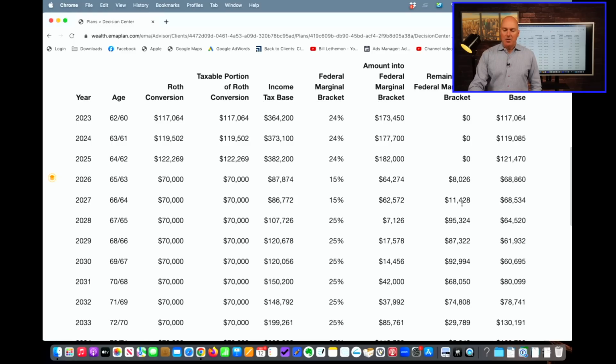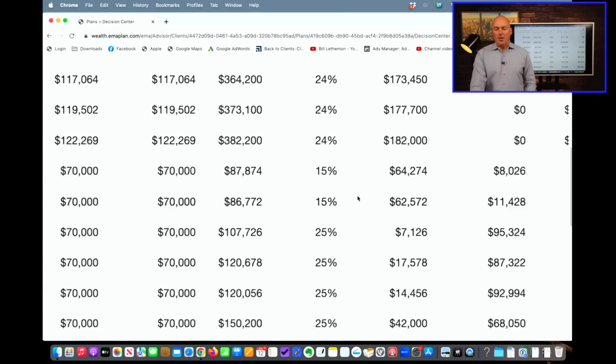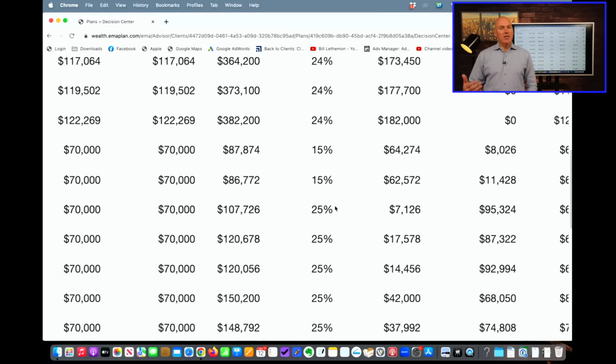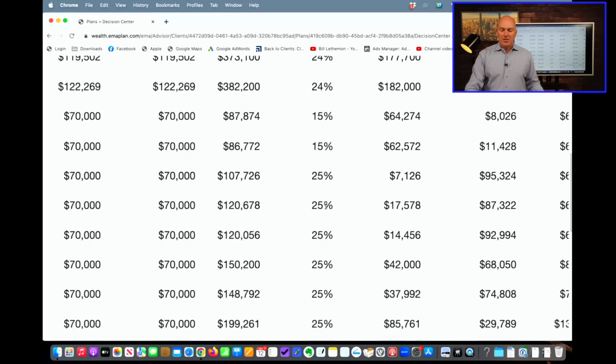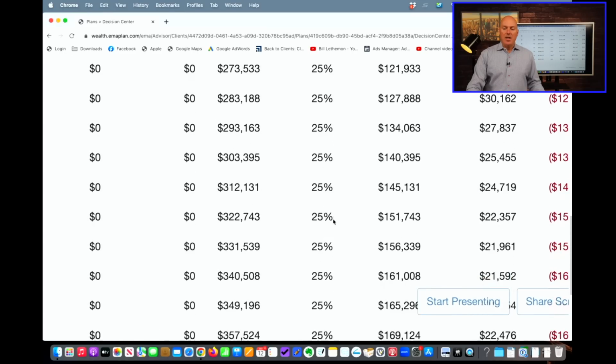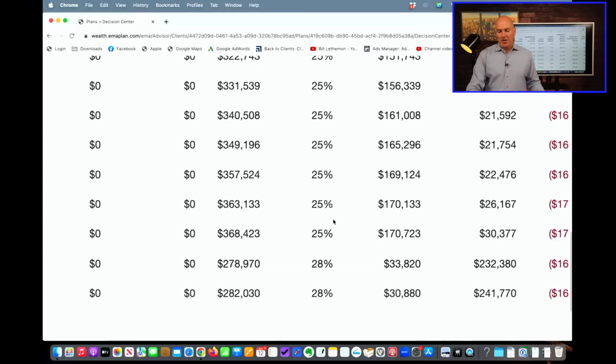Let's look at the outcome here. Again, maybe in 26 and 27, there's a little bit more room. The 15% bracket is where they're at, because their Social Security benefits haven't kicked in yet. So again, that's how all these things are intertwined and affecting all of the other things. But they're in the 25% tax bracket now consistently, so they never actually get up into that 28% tax bracket, which is great.